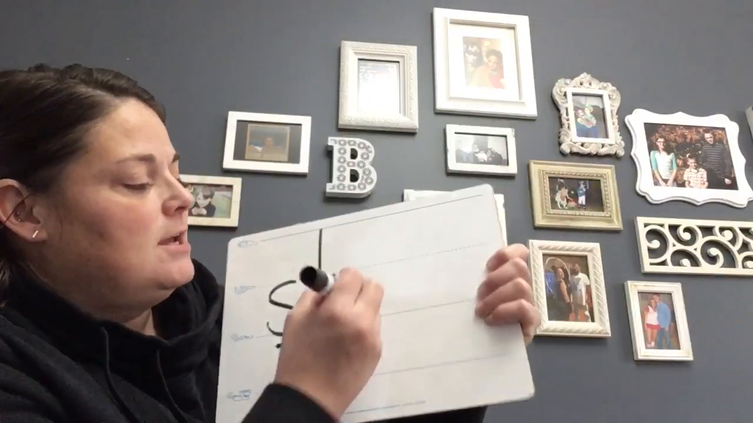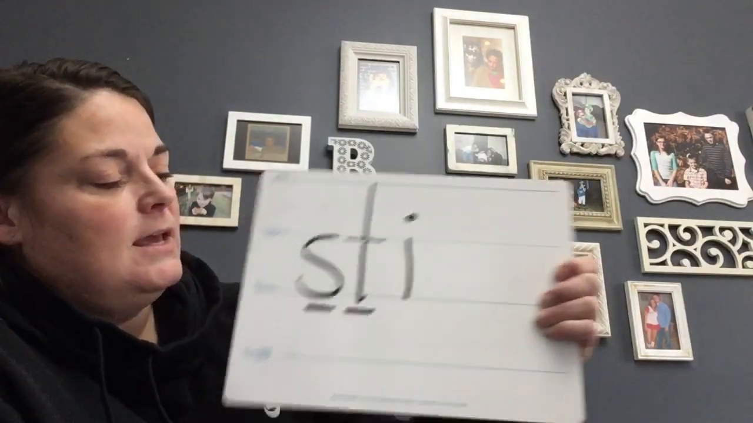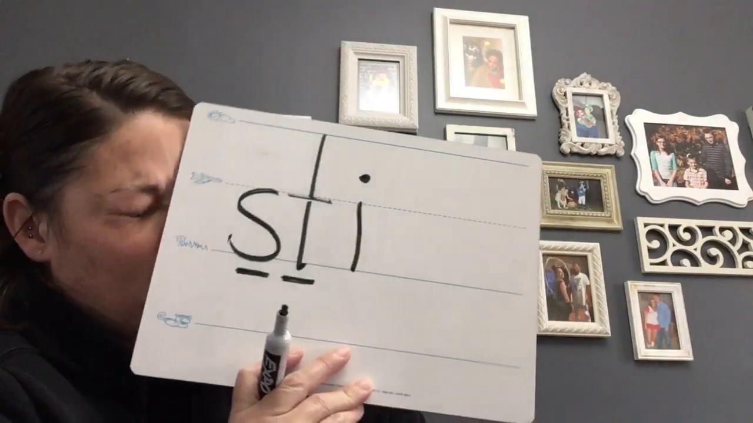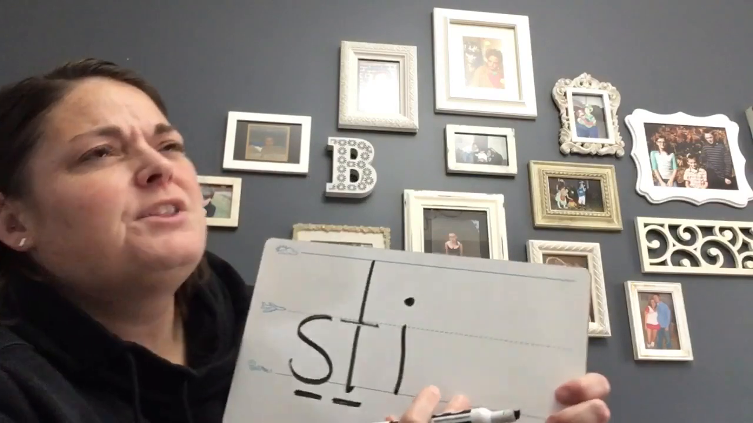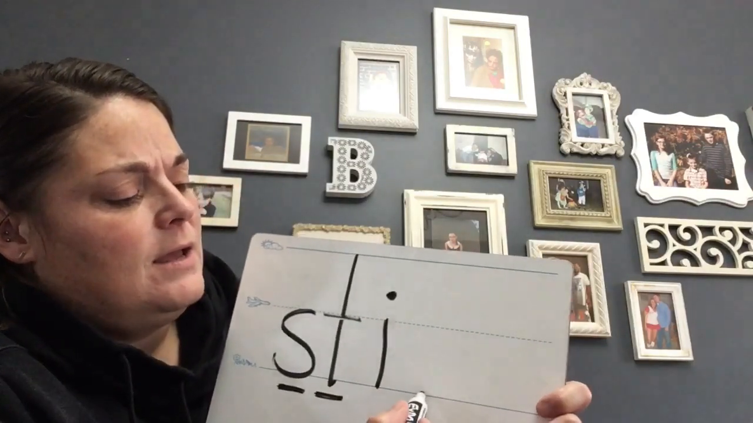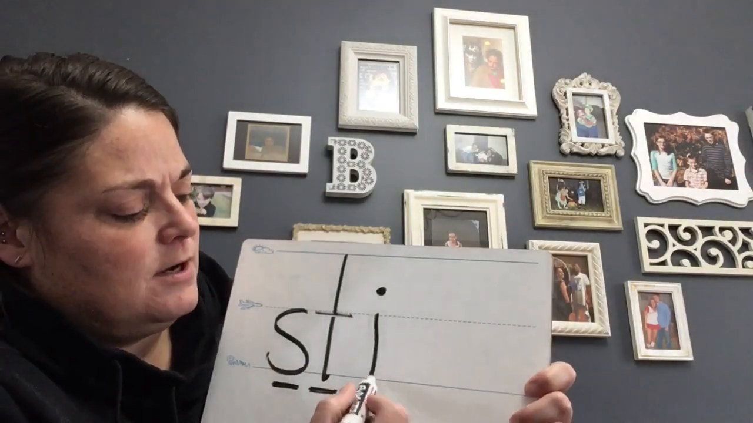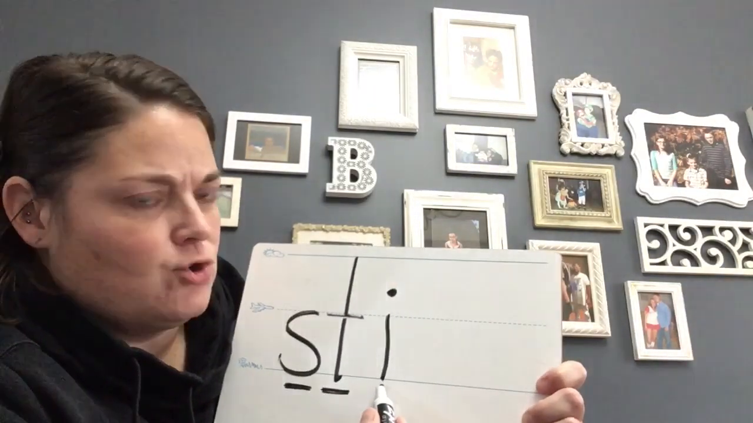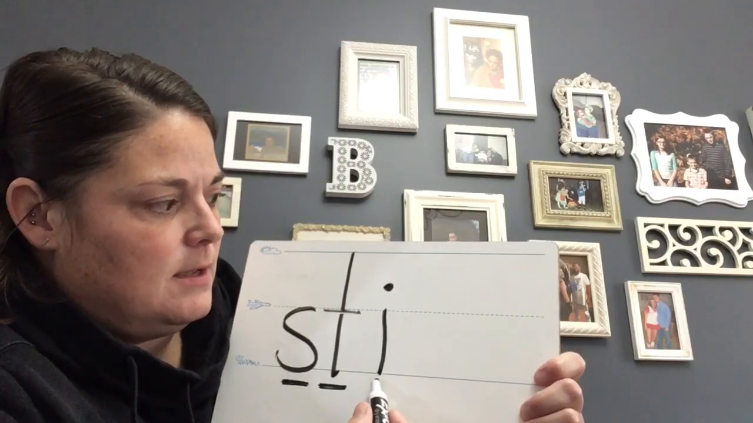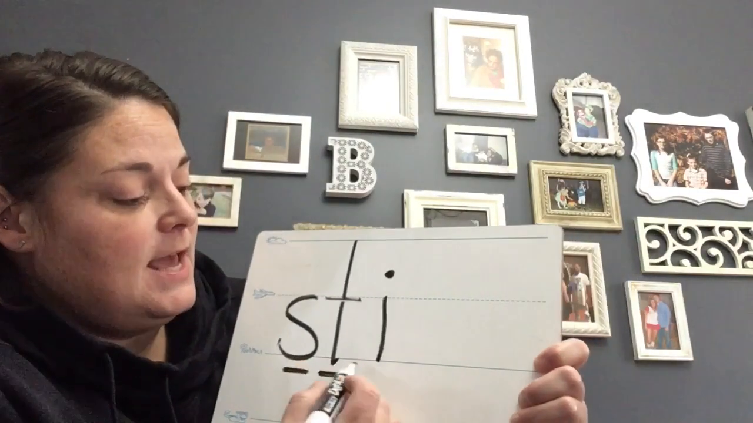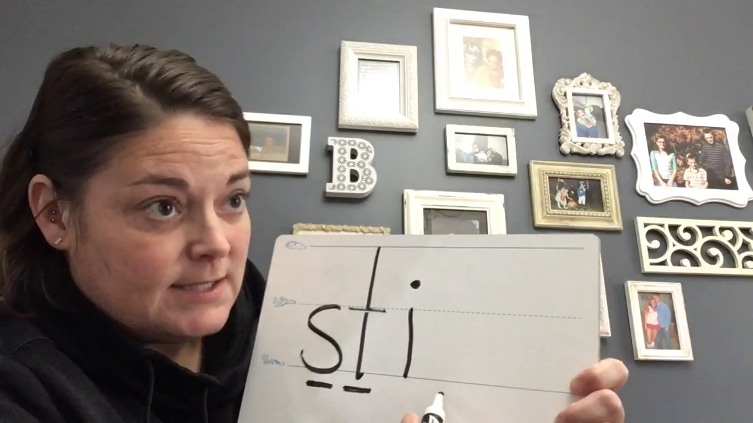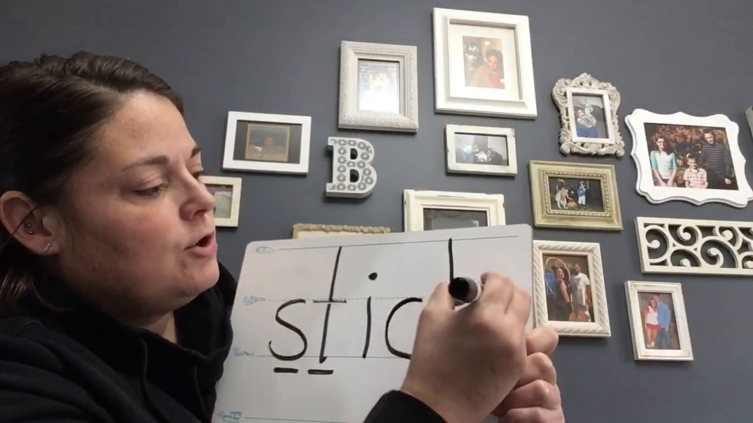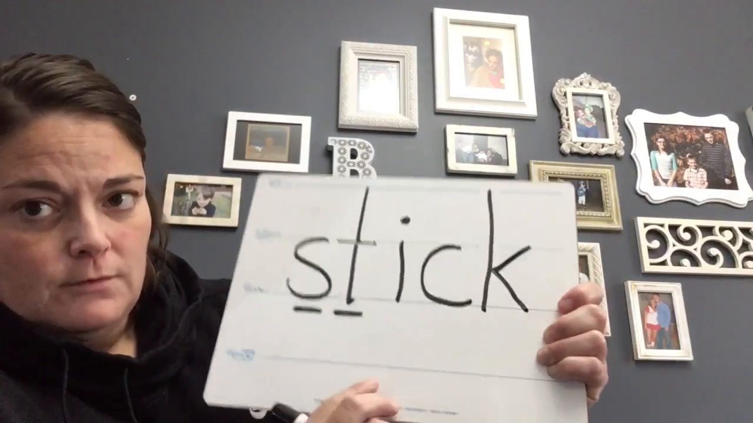Stick. The dreaded K. Okay, if it comes at the end, you look at the letters around it. Is the letter right in front of the k a vowel or a consonant? It's a vowel. Is it a short vowel? It is. Stick. So what makes the k sound? CK. You got it. Good. Stick. Read it.